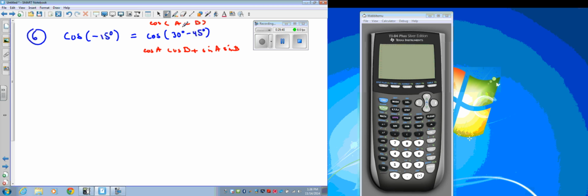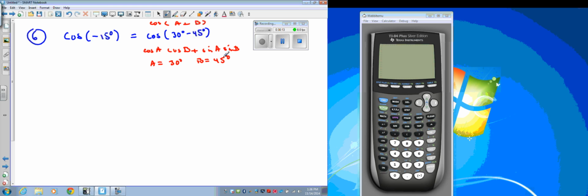You see it on your sheet, on page 216, at the top of the page. Notice that A and B are both going to be positive numbers, because when you plug it into that, B is a plus 45. So A really equals 30 degrees and B equals 45.